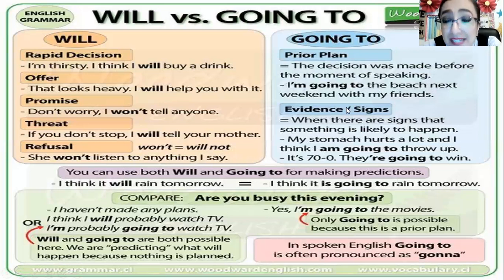When you have the evidence, here is when you are going to use "going to", when you are saying something where you have the evidence. But when you are making some predictions, don't worry, you can use will and going to. Also, when you have some predictions and you don't have any prior plan, you can use will and going to. But if you have a prior plan, you are going to use "we are going to", not will, okay?